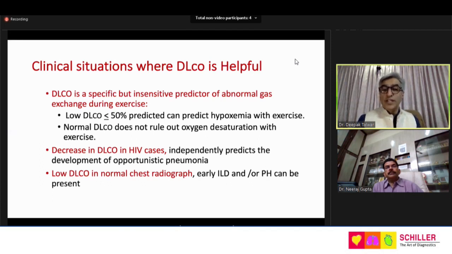So a low DLCO with a normal chest radiograph is completely compatible with the diagnosis of either an early interstitial lung disease or, very importantly, pulmonary hypertension.